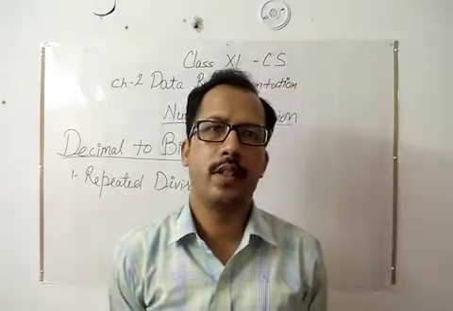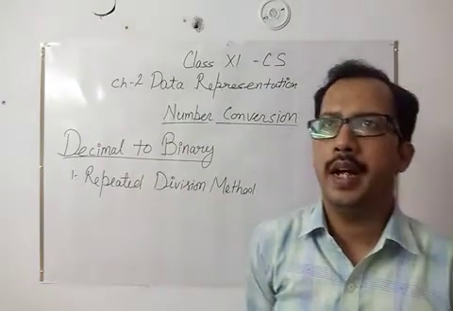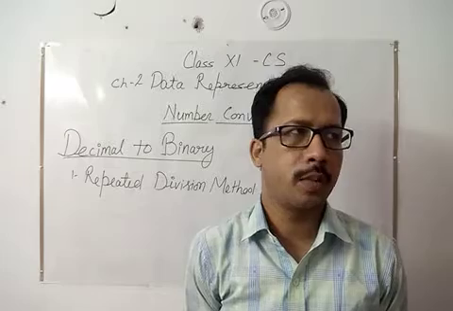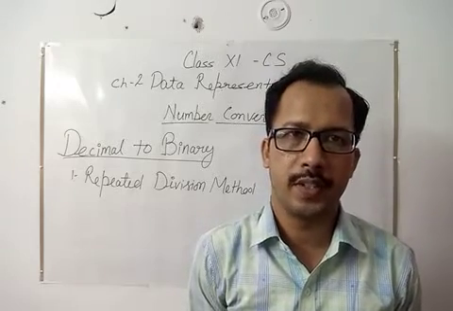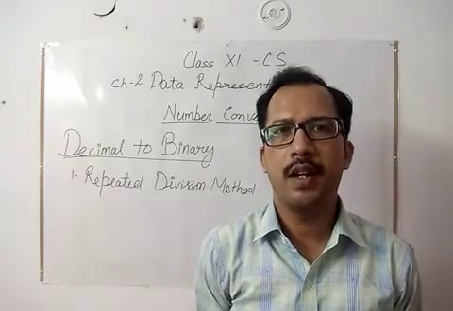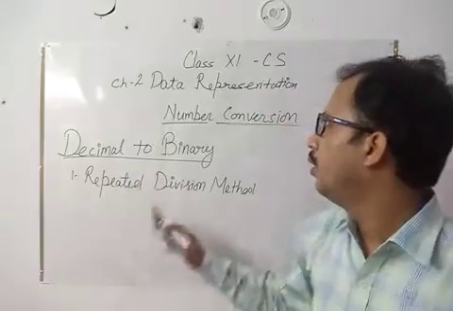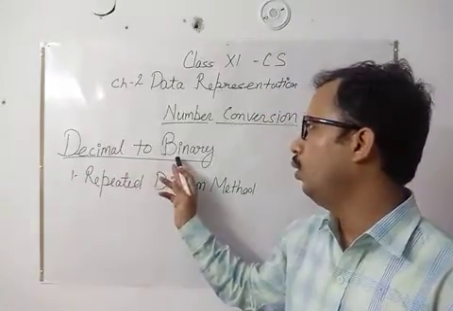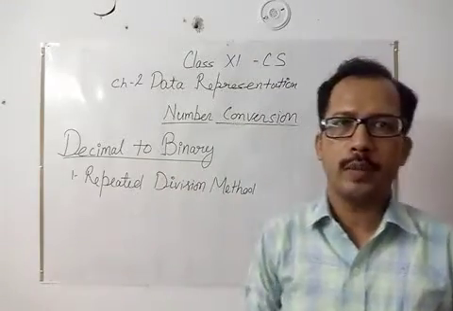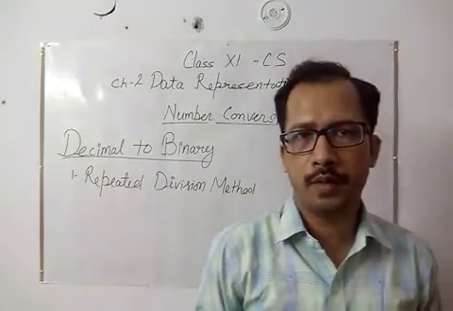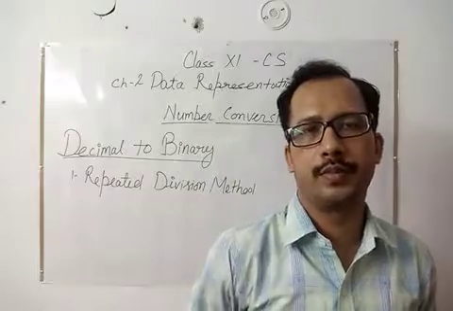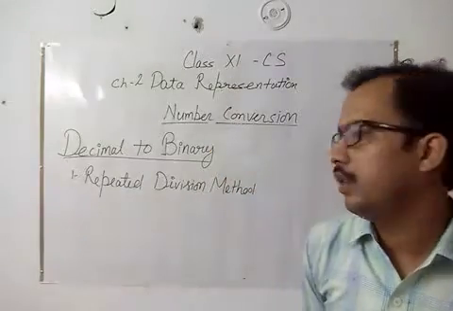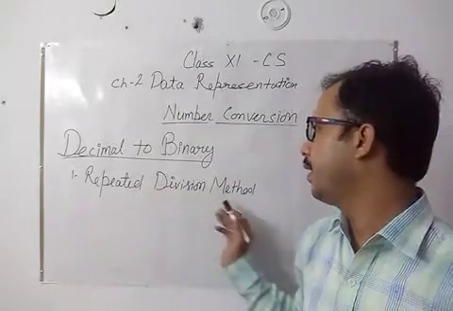We are very familiar with the decimal number system, and we know the computer's understandable machine language is binary language. So first we will learn how to convert a number from decimal to binary. For that we will use the repeated division method.